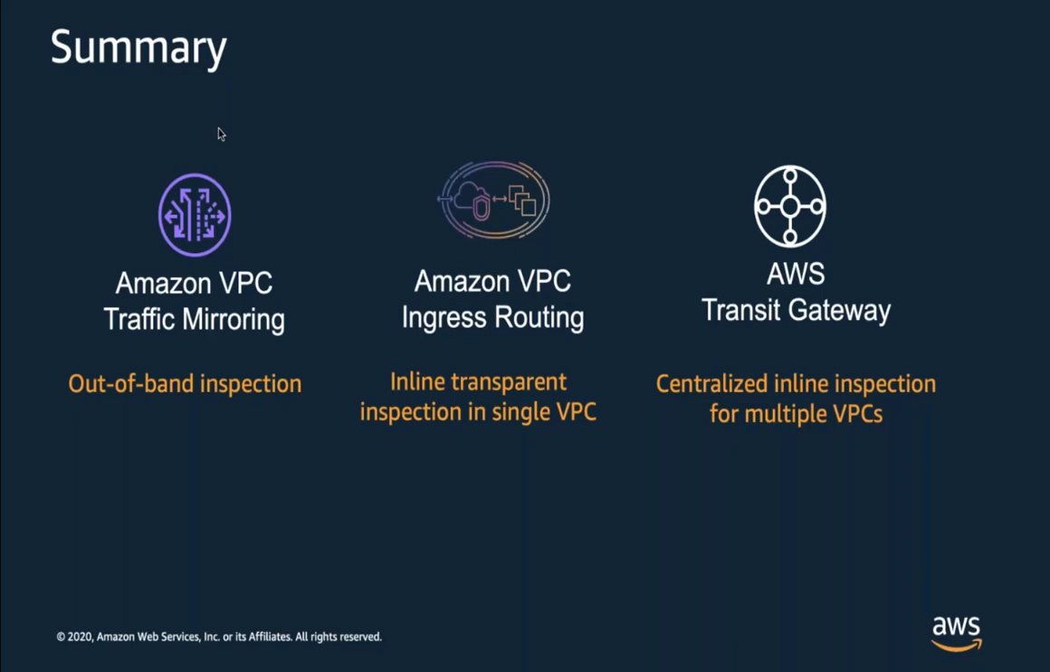And then finally, for those larger environments where you have multiple VPCs and you want to centralize your inspection and filtering on a centralized set of appliances, that's where you could use Transit Gateway. But you remember there are different ways of integrating with the Transit Gateway. And in all of those cases, you will have to do source address translation on your firewalls or appliances.